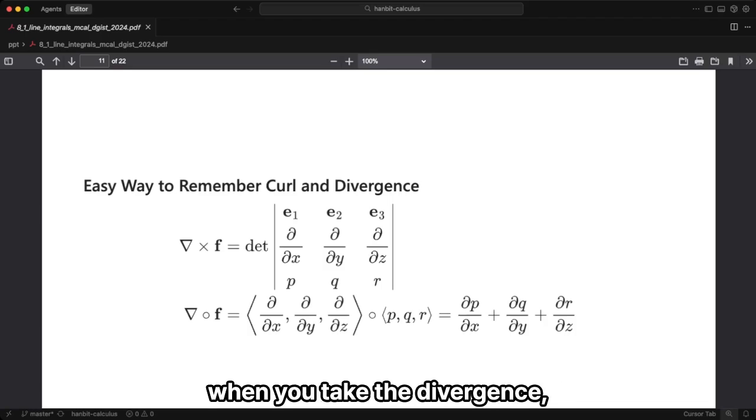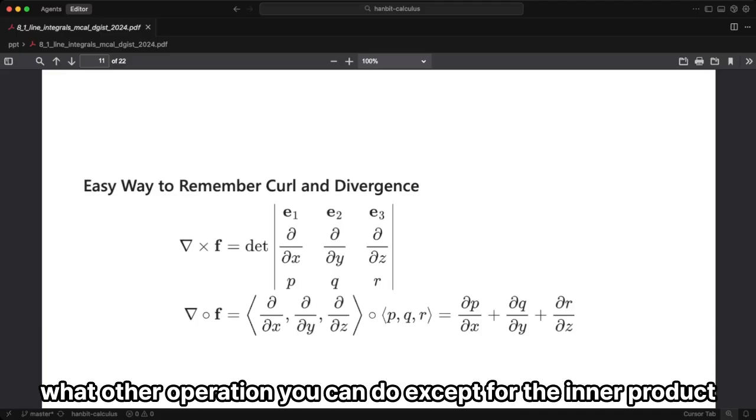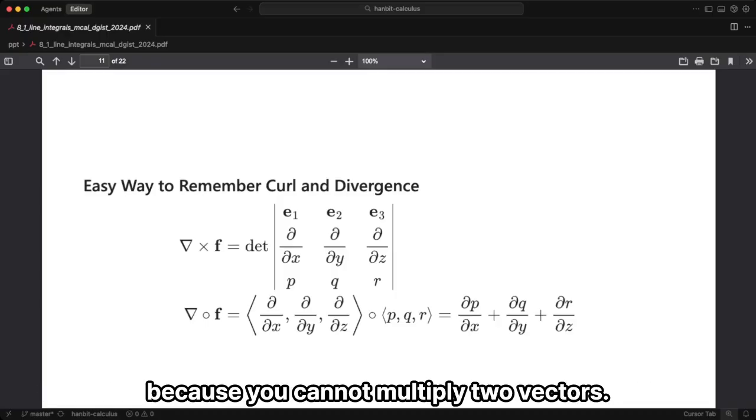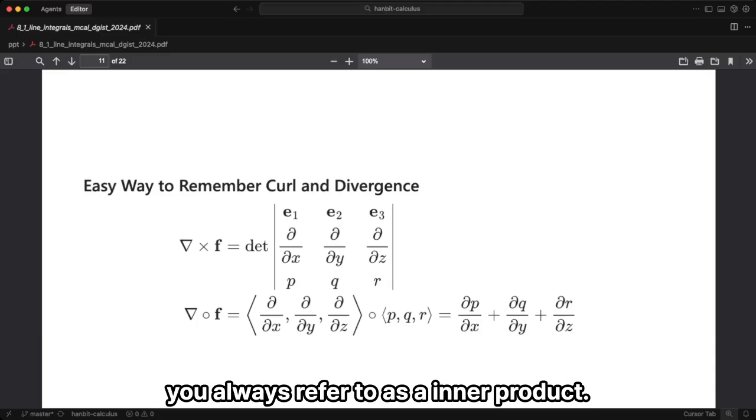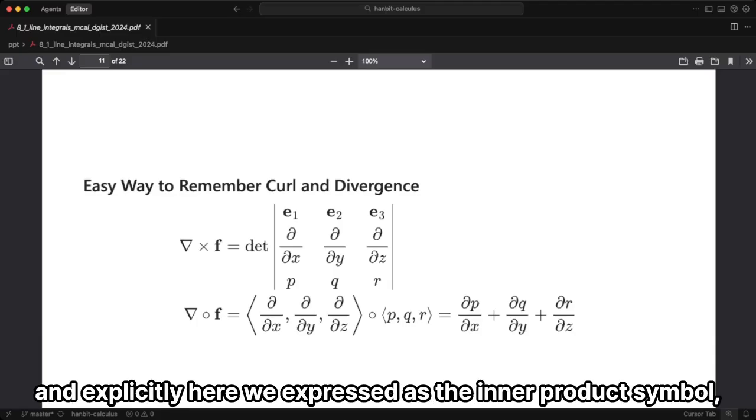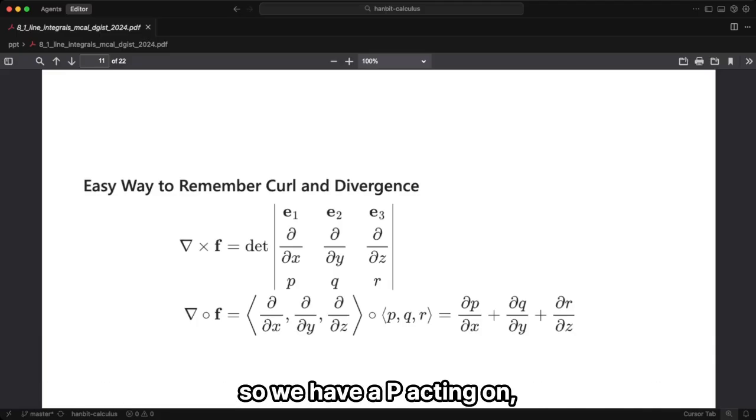And also here, when you take the divergence, sometimes you put a small dot for divergence, because it's evident what you're saying. So if it's not a cross, then it has to be dot. And if you take a dot between this operator and the three-dimensional vector field, then what other operation can you do except for the inner product, because you cannot multiply two vectors. Multiplying two vectors, you always refer to as inner product. So we took an inner product here, and explicitly here we expressed it as the inner product symbol. So we have this operator acting on P as if it's just multiplying these two, but it's not really multiplying. And then we get Px.